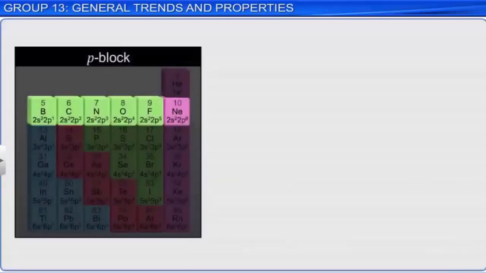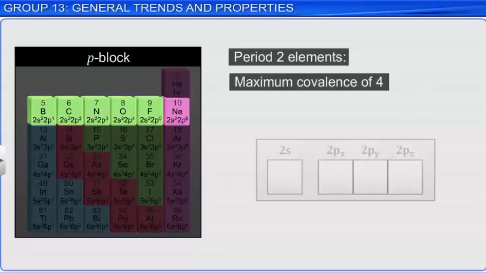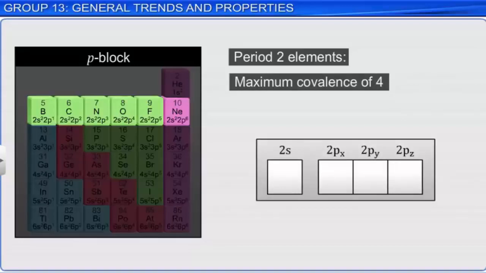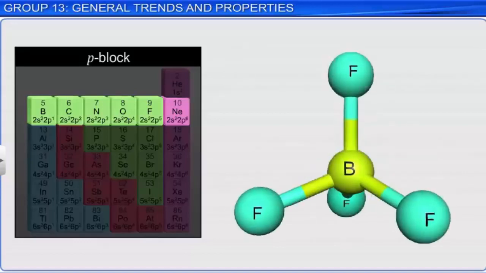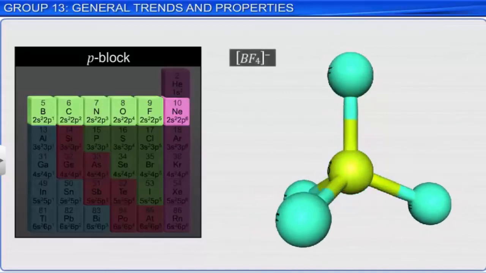For example, the elements in period 2 have a maximum covalence of 4. They never exceed 8 electrons because they can only use their 2s and 2p orbitals in bonding. For example, boron can form the complex ion BF4-.